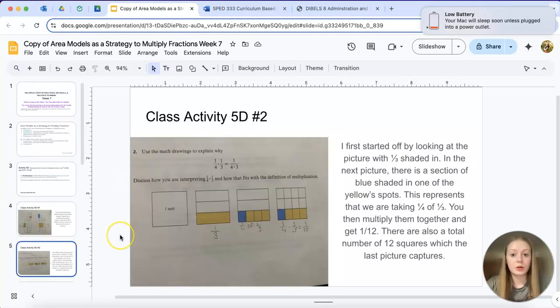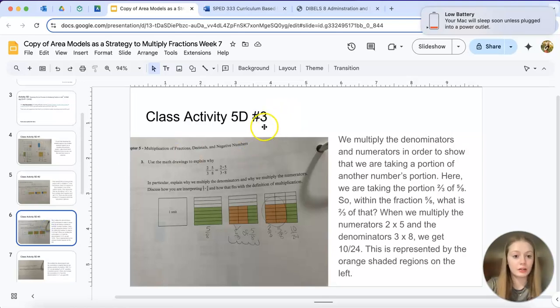For question number 2, I first started off by looking at the picture with 1/3 shaded in, and then I noticed there's a 4th within that 3rd shaded blue. So this represents that we're taking a 4th of the 1/3. Then you multiply 1/4 times 1/3, and you get 1/12, which signifies here in the last picture.